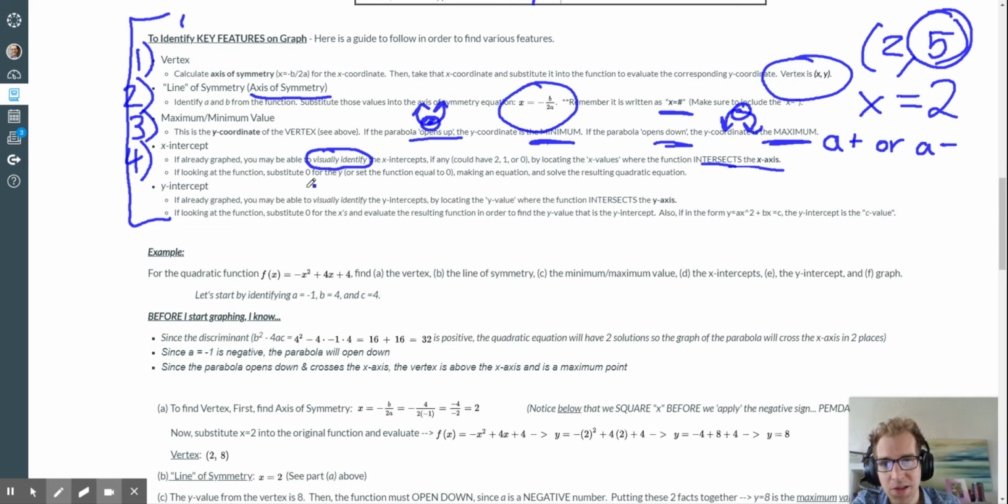But otherwise, the harder way or the more involved way, which is what we typically have to do, is to substitute 0 for the y. So you basically set the function equal to 0, basically make it into a quadratic equation.